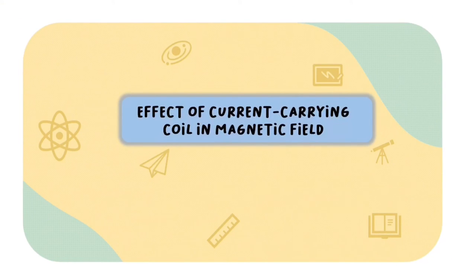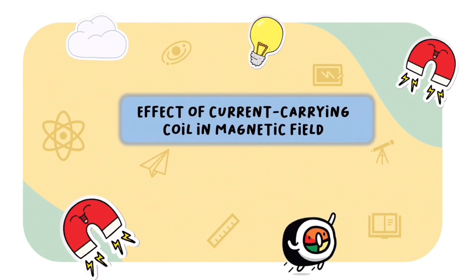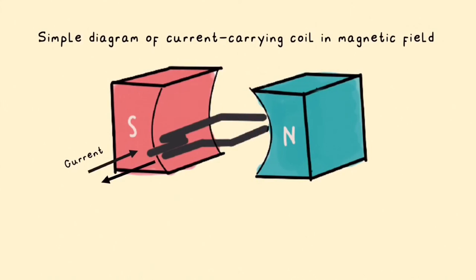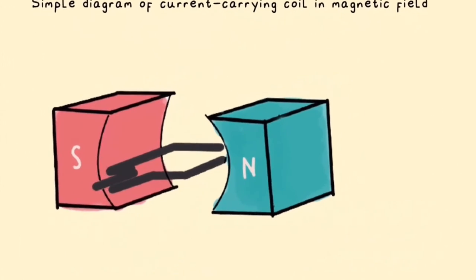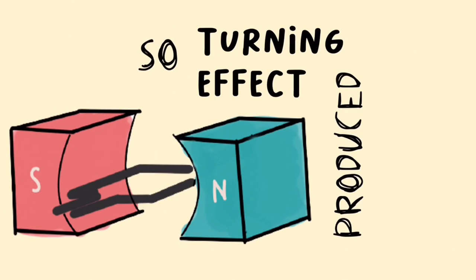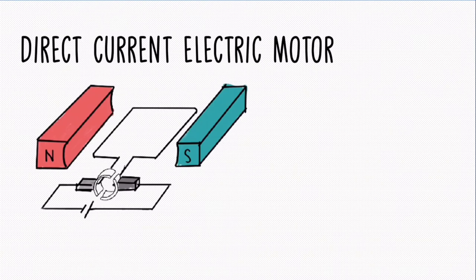Next, the effect of a current-carrying coil in a magnetic field. This is the simple diagram of a current-carrying coil in a magnetic field. There are a permanent magnet, the current-carrying coil, and the flow of current. When the current flows in the current-carrying coil, a magnetic field is produced, which will result in the catapult field. One magnetic field is produced by the permanent magnet and the other magnetic field is produced by the current-carrying coil when the current flows. From the catapult field, a turning effect is produced and it is used in the electric motor, which converts electrical energy to mechanical energy.